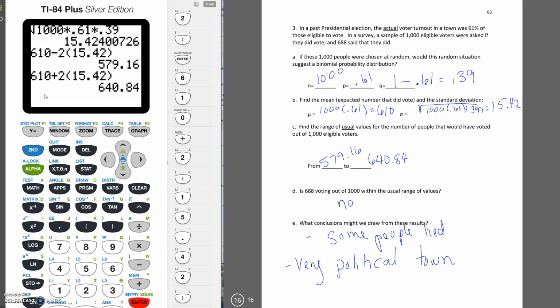Oh, sorry. So the conclusion, I thought this was voter turnout for everyone, but this was just for the town. So we can probably cross off that conclusion. So what we could probably conclude is some people said they voted when they actually didn't.